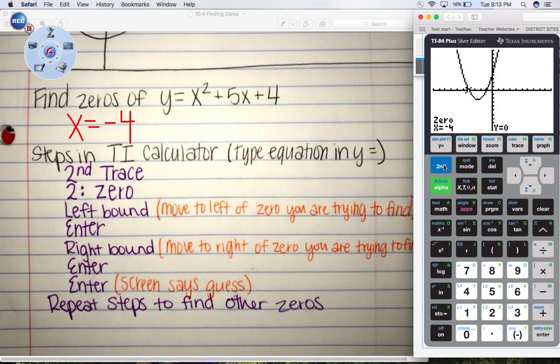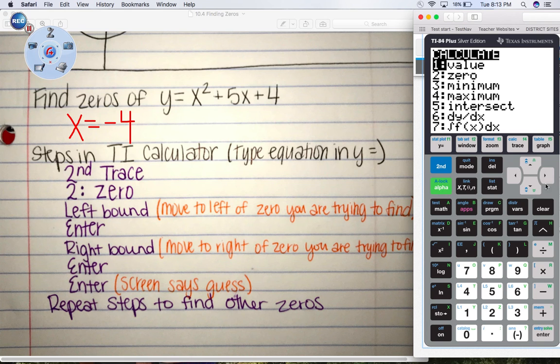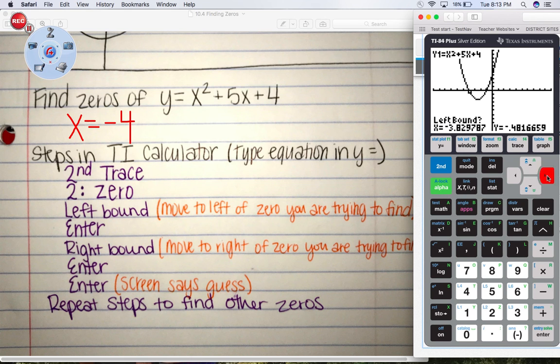And then we're going to do the steps to find the other one. Notice it says at the bottom, repeat steps to find other zero. So second trace, go to number 2 again. Now I'm trying to find the other one. Notice I'm hitting the right arrow to get there, which always confuses people. If you just get your cursor on that zero and then hit the left arrow a couple times so that you know it's to the left of it, you can definitely see, yes, it's to the left. Hit enter. Now move to the right of it a couple and hit enter. Now that arrow's up here, you just can't see it. Notice it's saying guess, and hit enter again. So it's at -1, 0.